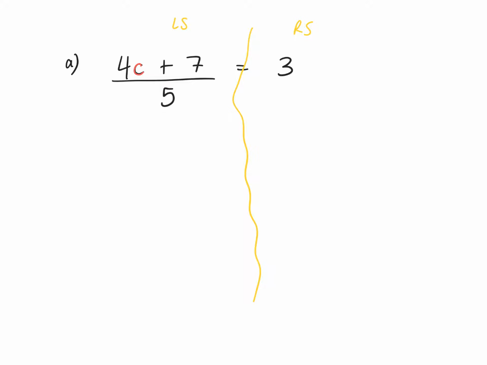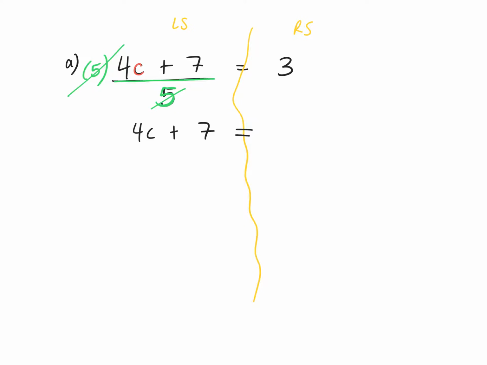There's a fraction, which means divided by 5. Before you take anything away from the numerator, you have to get rid of that fraction. So what's the opposite of divided by 5? We want to get rid of this divided by 5. If I multiply everything here by 5, I'm just left with 4C plus 7. Doesn't that make that way easier to solve? 5 times 4C plus 7.